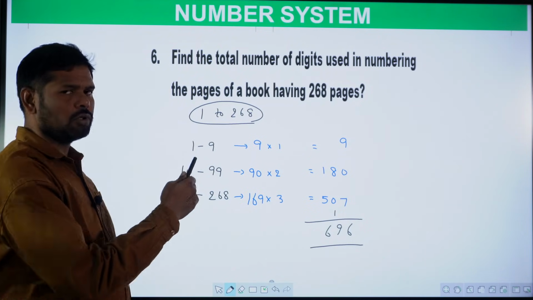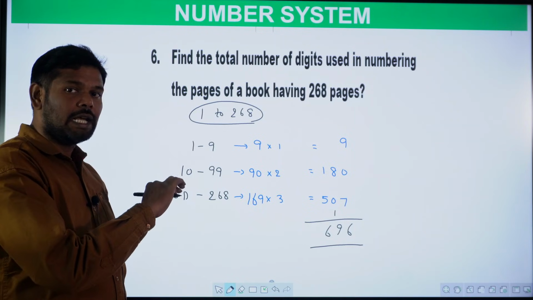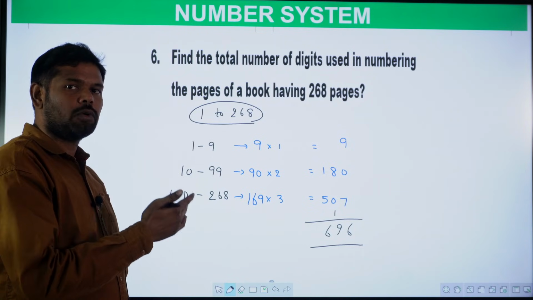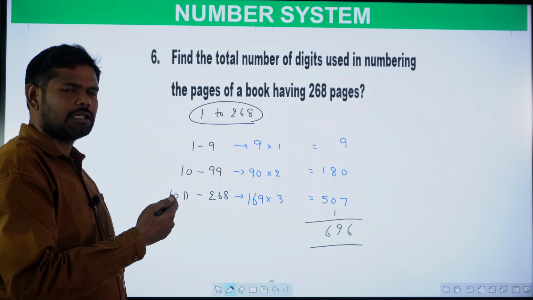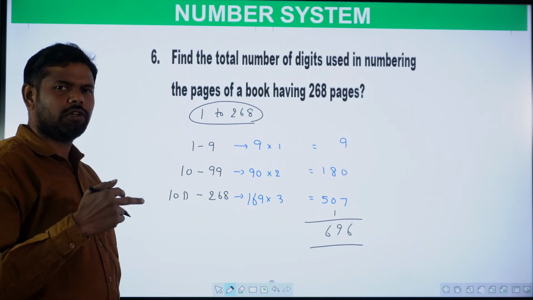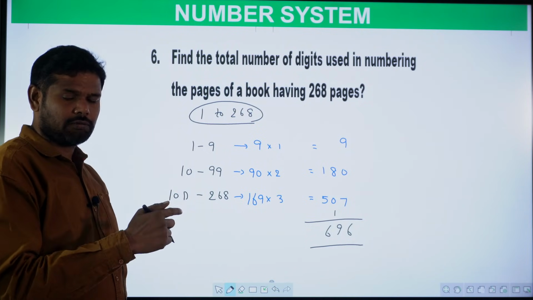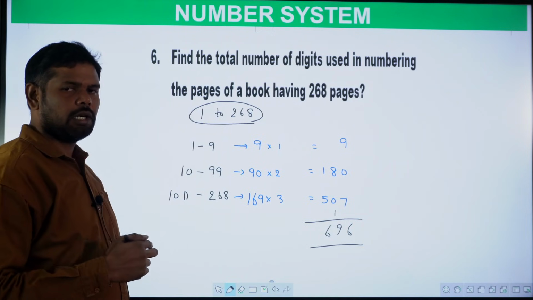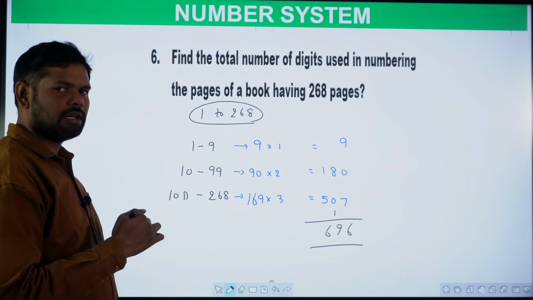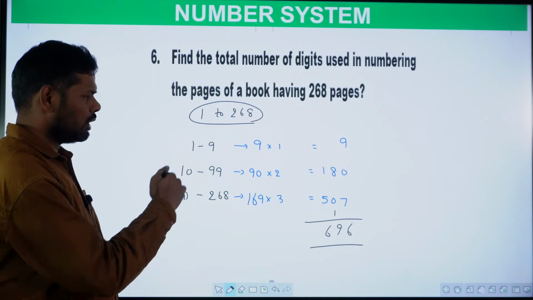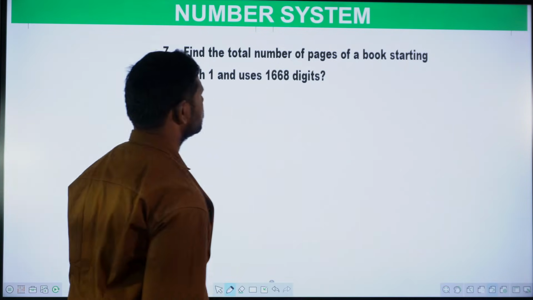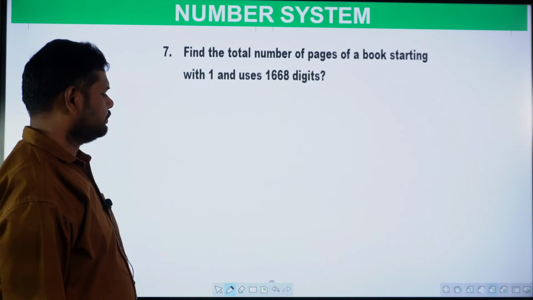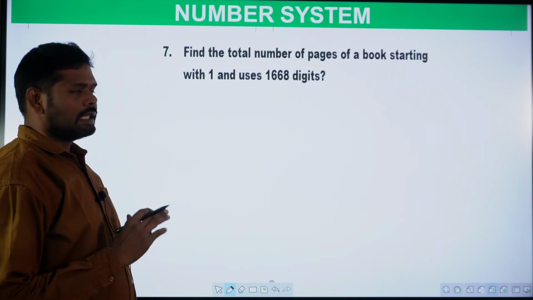Sometimes they ask the question as: how many presses are required on a typewriter to type the numbers from 1 to 268? They frame the question like that also. Here 10 needs 2 presses, one for 1 and another for 0. And 100 needs 1 press for 1 and 2 for 0. So they frame questions based on the number of presses also. The concept is important.